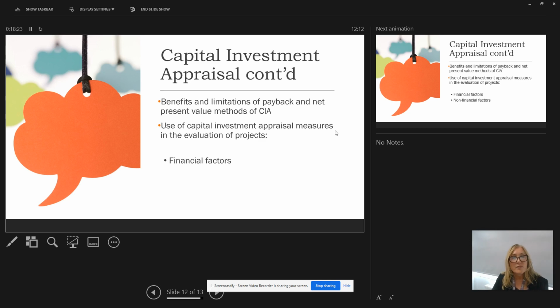You've got to be able to use capital investment appraisal measures in the evaluation of projects. So think about the financial factors. So, the cost, where's the money going to come from? Are you going to issue shares? Are you going to borrow the money? If you're issuing shares, it's permanent capital, doesn't need repaying, but obviously the shareholders will expect dividends. Whereas if we borrow the money, dividends are optional, we don't have to pay them, but we have to pay the interest on any loans, otherwise assets will be repossessed and the business could fail.